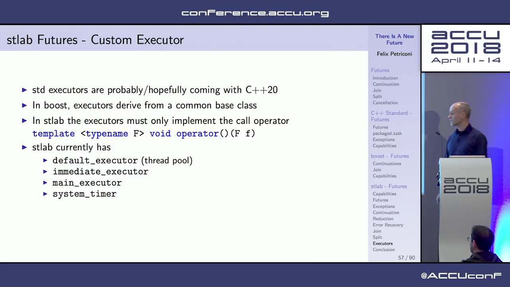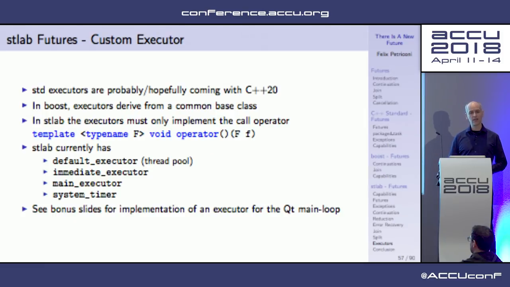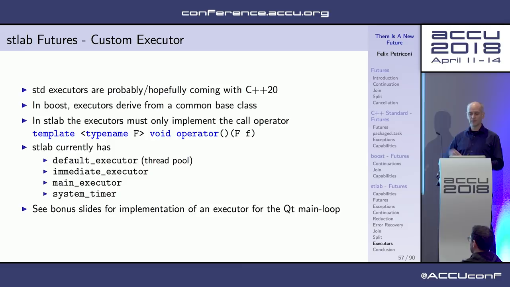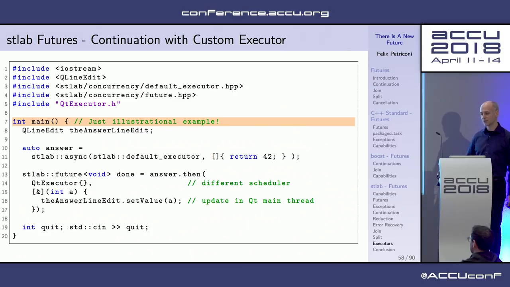So what we have so far is the default executor, the immediate executor, which just immediately calls the next one. Then we have a main executor for macOS and for one other, it's not available for Windows. It executes a certain task in the main loop of the application. And then we have a system timer so that you can execute a task at a certain time, of course, in the future. At the end of the slides, there's an example of how to implement your own executor. The example that I provide is to do it in the Qt main loop, which is what we use in our application, so that's very useful. But it goes beyond what I can do here. So this is just an illustration.